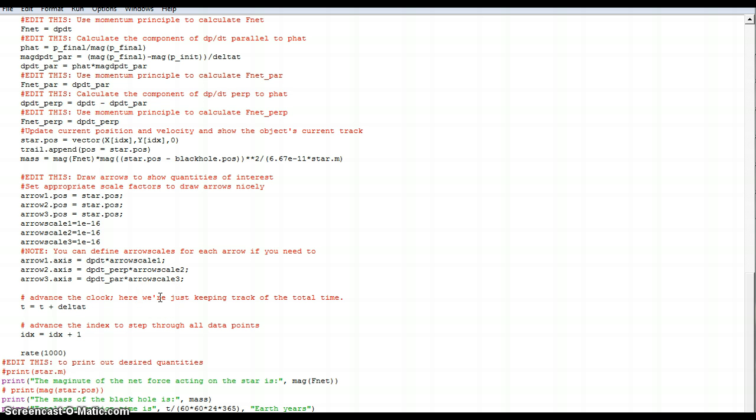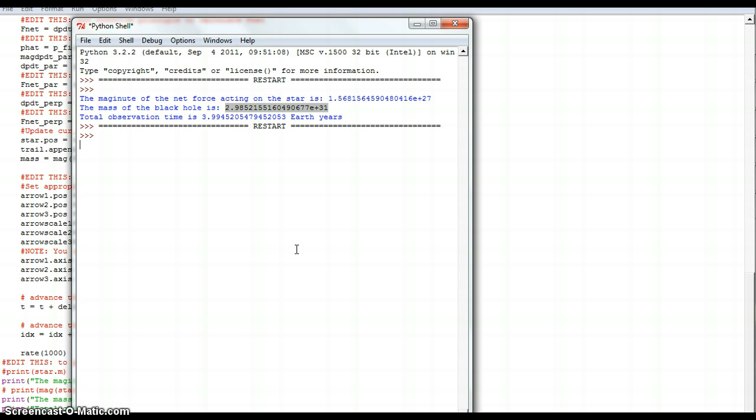And then I'm just going to run it again for you guys to see the arrows. Just fair warning, the blue arrow represents dp/dt, also the net force. The green arrow represents your perpendicular component of the force, and your red arrow represents the parallel component. And it does go pretty fast, so I apologize if you guys can't see it that well, but here we go.